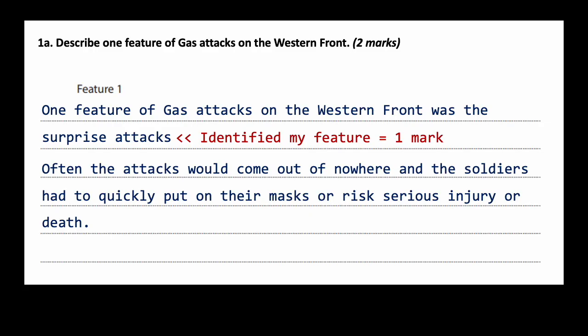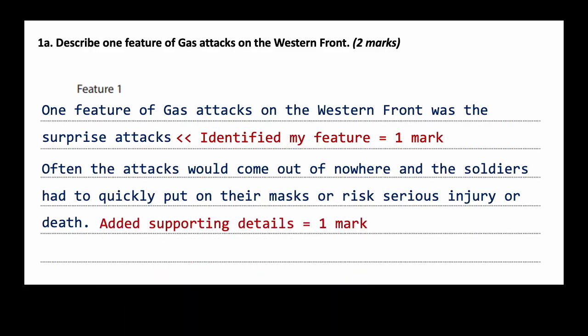Now, that might seem a little bit simple, really, but that's the point. This question is. Identify your feature and support it with some knowledge, but make sure that your knowledge is related to the feature. So don't say one feature is a surprise attack and then start talking about the symptoms of mustard gas. It needs to relate back to the actual feature that you've identified. And you could say anything in that follow-up, in that supportive bit, about how they might do it at certain times of the day or when the weather was fine, whatever, as long as it's related to that.